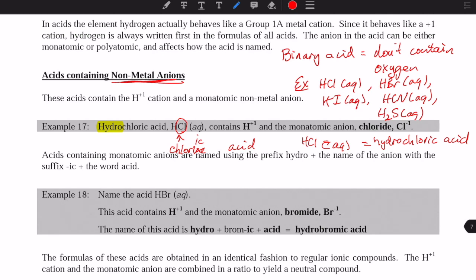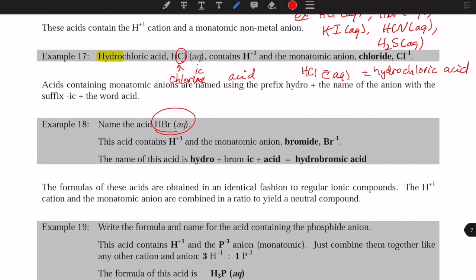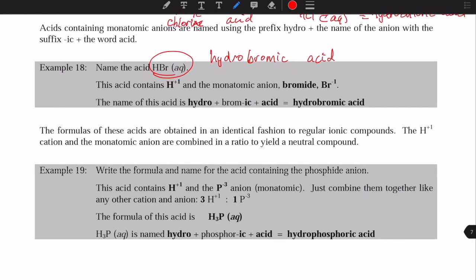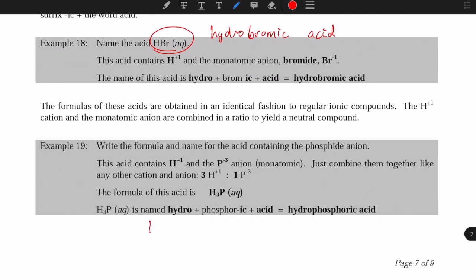If you have, say, HBr, same thing: you start with hydro, and then Br is bromine, but in this case you call it bromic, and then you end the name with acid. Here's another example, something a little different, H3P, but you don't change the way you name it. It's still hydro. P is phosphorus, so it becomes phosphoric, and then acid. These are all the ones without oxygen in them.